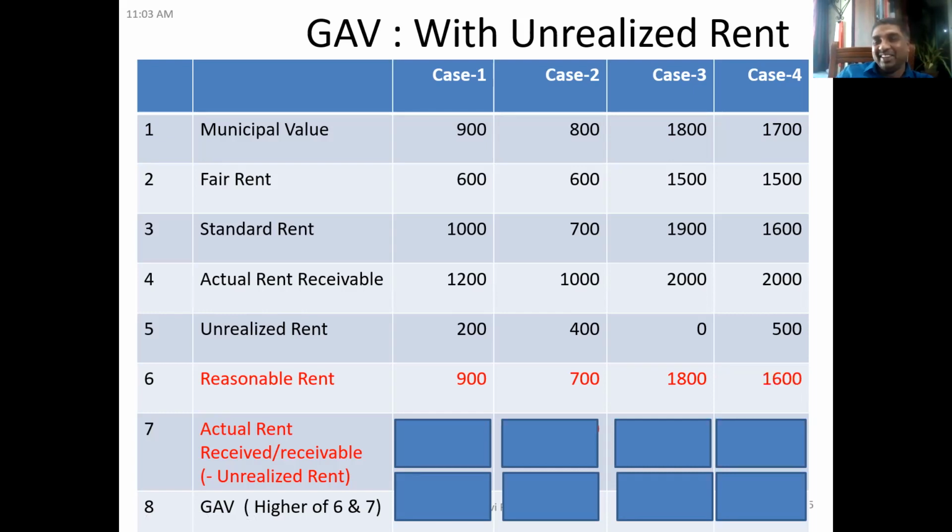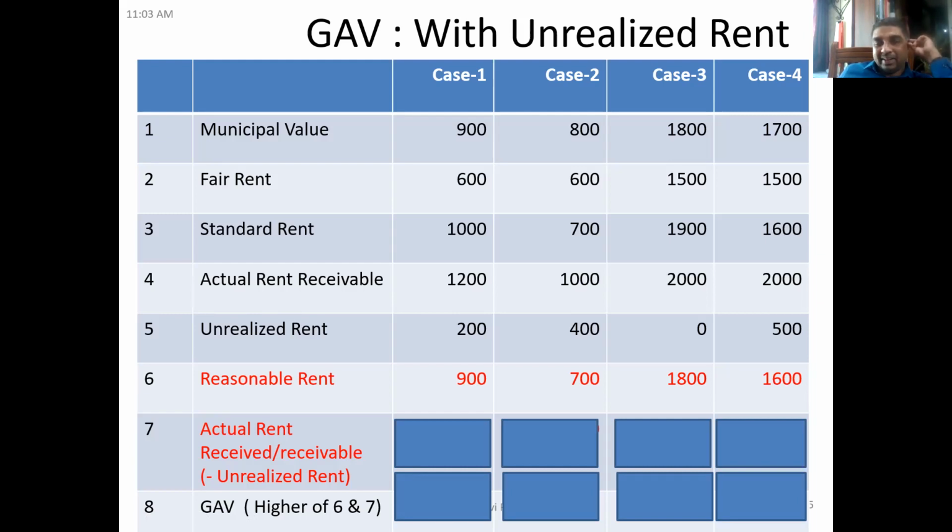It is 1600. Understood. So the standard rent is, you can say, the upper cap. It cannot be more than that, but up to that, you can take. Therefore, reasonable rent is 1600. I think you have understood this.